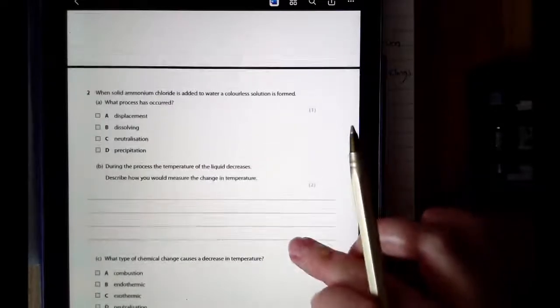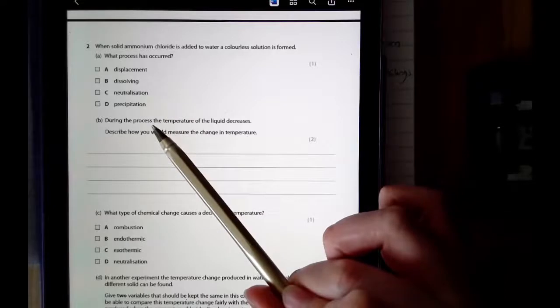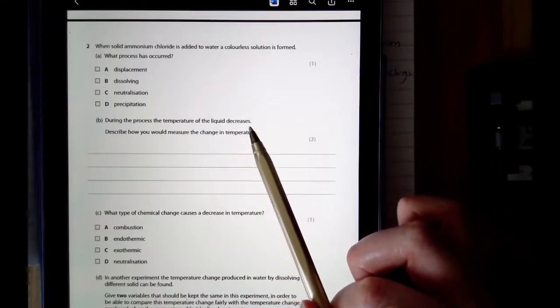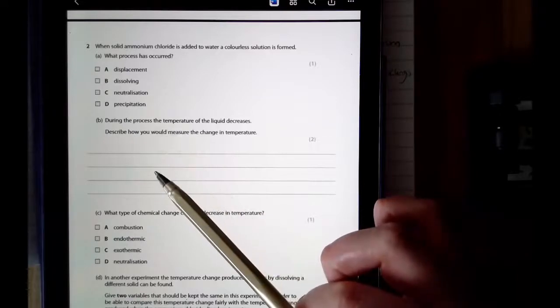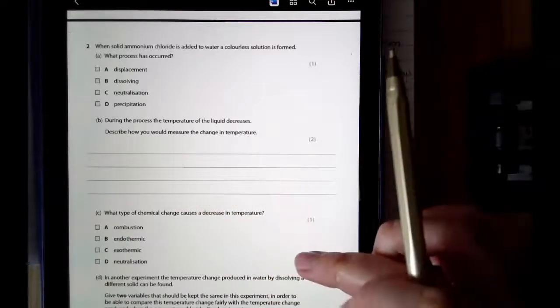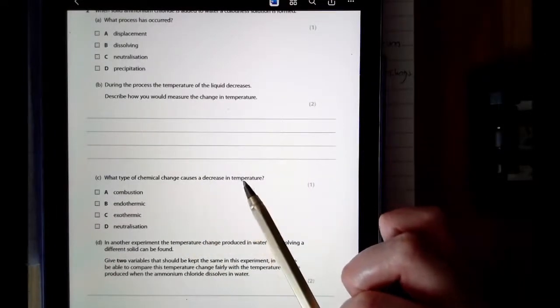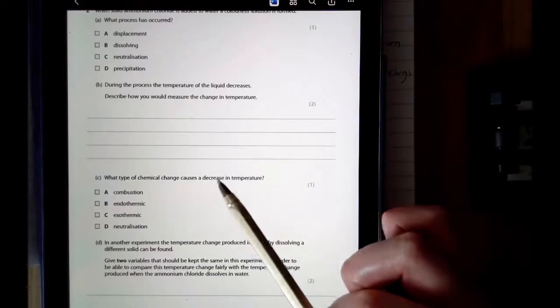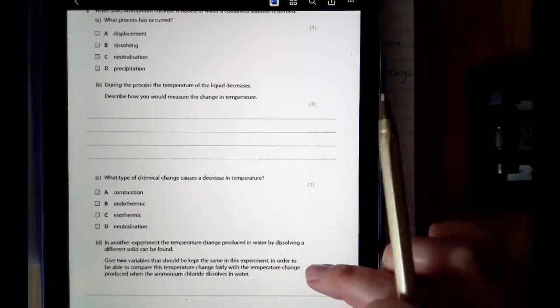Another question on this. They talk about a reaction here, and it says during the process the temperature of the liquid decreases. Describe how you could measure the change in temperature. You could use a thermometer to get the temperature at the start, use a thermometer to get the temperature at the end, and it asks underneath what type of chemical change causes a decrease in temperature. If it's a decrease in temperature, it's going to be an endothermic reaction, so you would tick B.